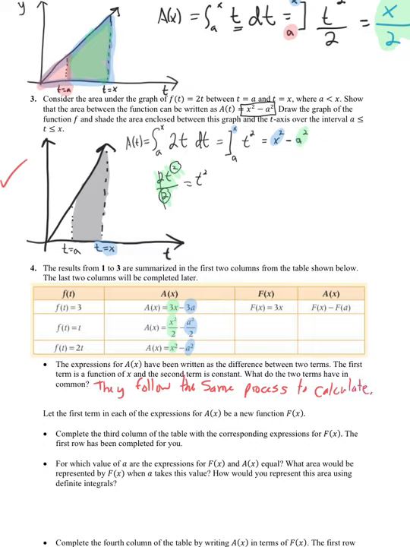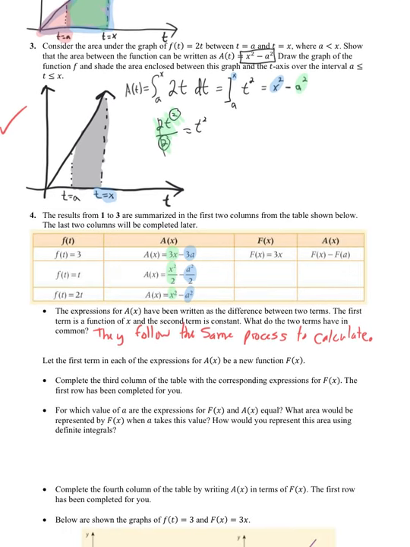You're going to plug in whatever that constant term is. In this case, it's just being held by a variable a. But in practicality, it's always going to be a constant term. So they're following the same process. If the first one's times 3, the second one's also going to be times 3. If the first one's squared divided by 2, the second one's also going to be squared divided by 2.